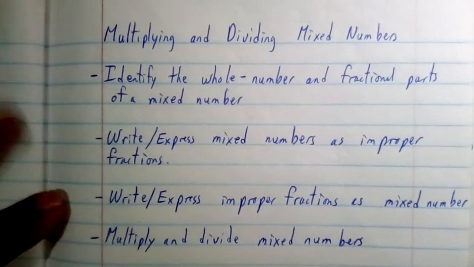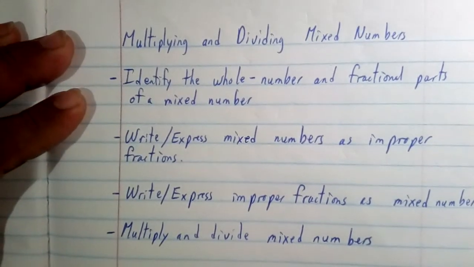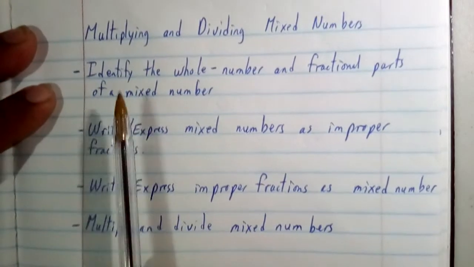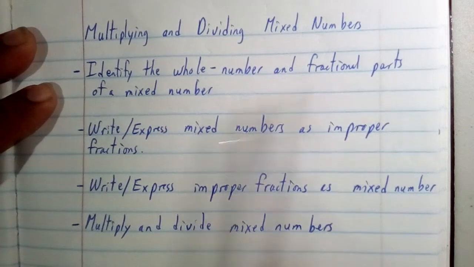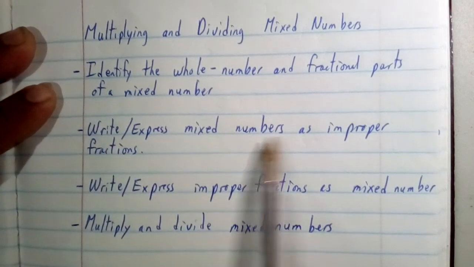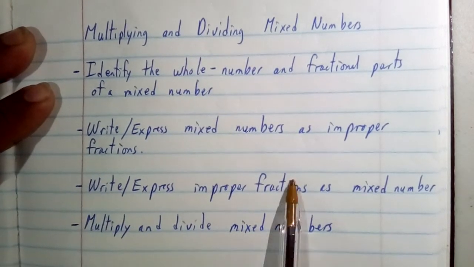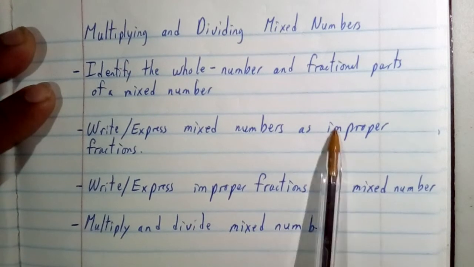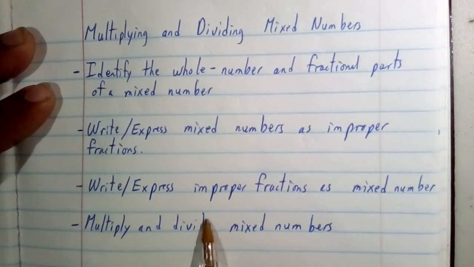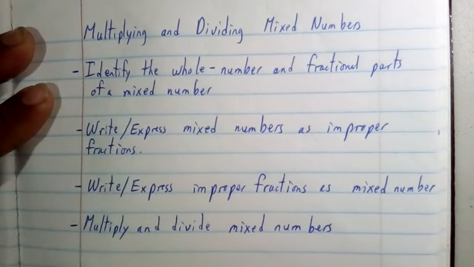Okay, in this topic we will be multiplying and dividing mixed numbers. Four main objectives are: 1. Identify the whole number and fractional parts of a mixed number. 2. Write or express mixed numbers as improper fractions. 3. Write, express improper fractions as mixed numbers, so these are the reverse. 4. And then multiply and divide mixed numbers. So let's start with our first one.